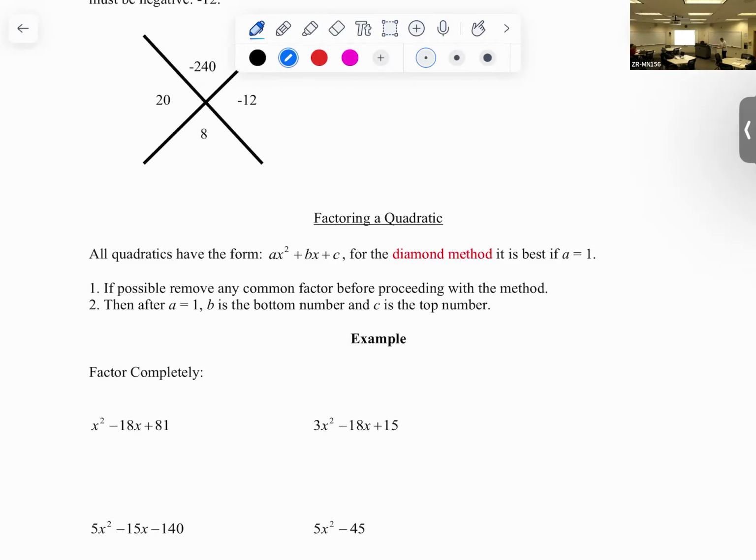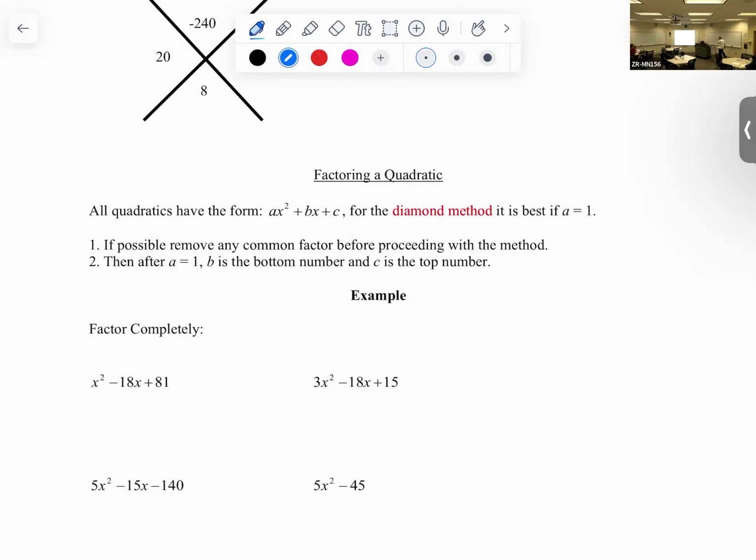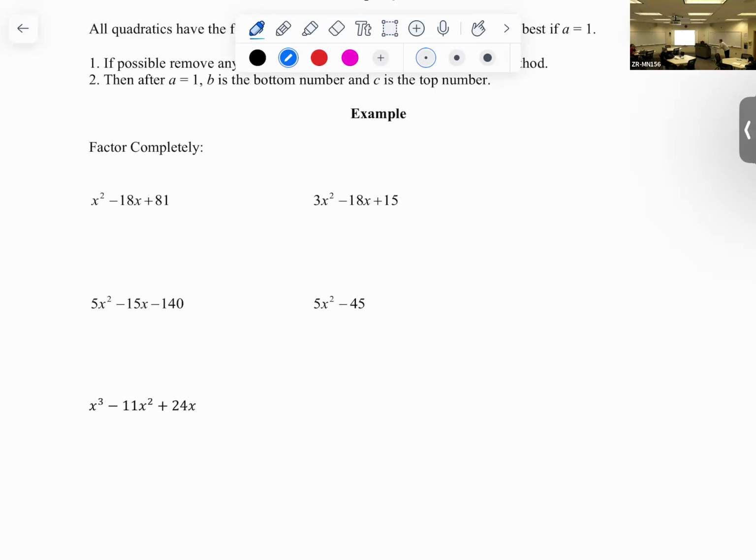So our quadratic. The good news for us, this is the simplified version. If the A term in a quadratic is 1, I can jump straight from the diamond to my factors. This is what's called simplified diamond. All of these ones we're going to look at are going to be the simplified diamond to start.